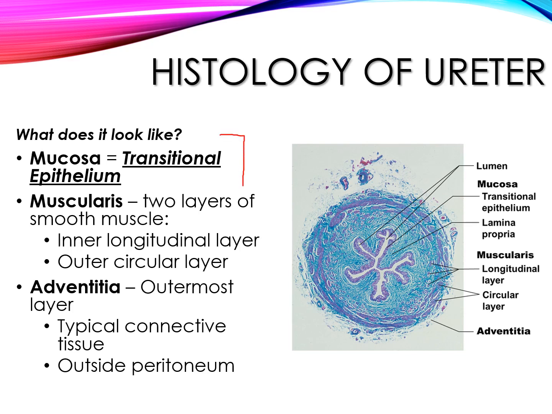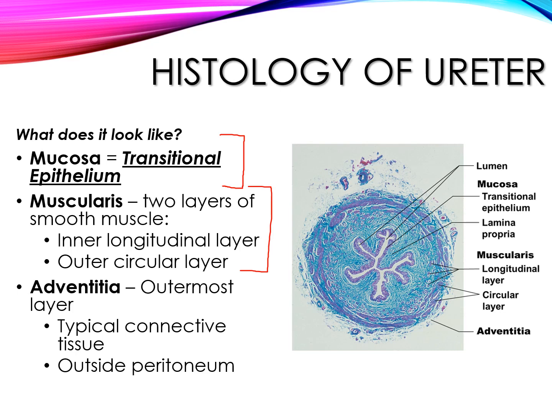So if we look at the histology of the ureter, what organ does it look really similar to? We may have just talked about it in the last lecture. It looks like the esophagus. Yep, it pretty much does. But the difference is that the mucosa of the ureter is transitional epithelium. Remember we talked about transitional epithelium as really being found in the urinary system? And what does it allow for?